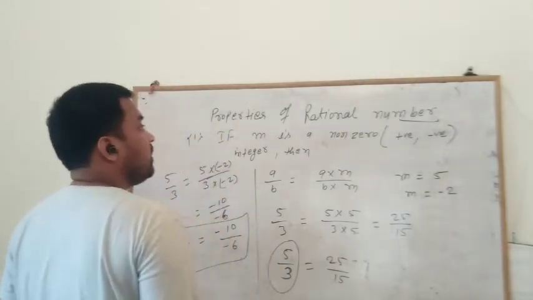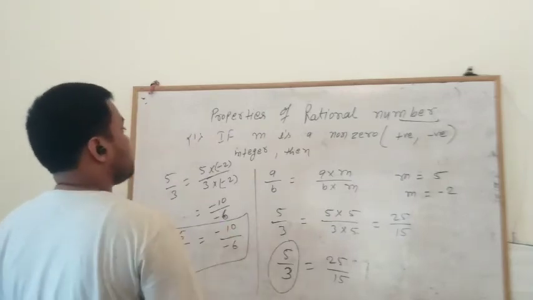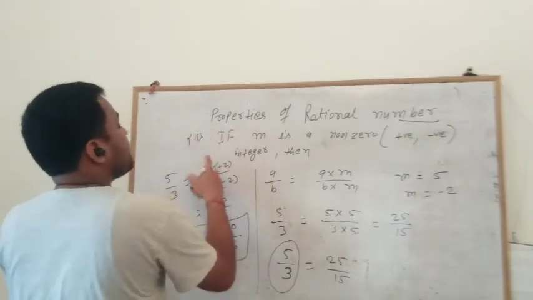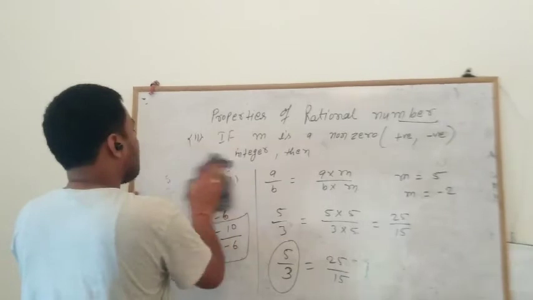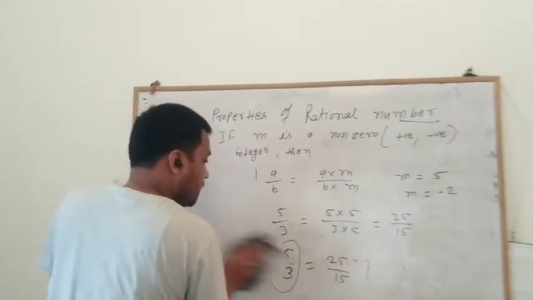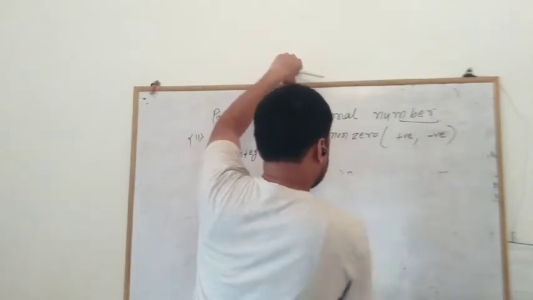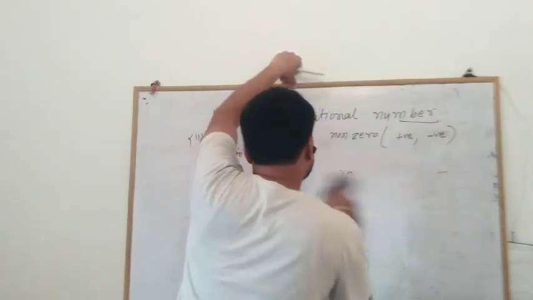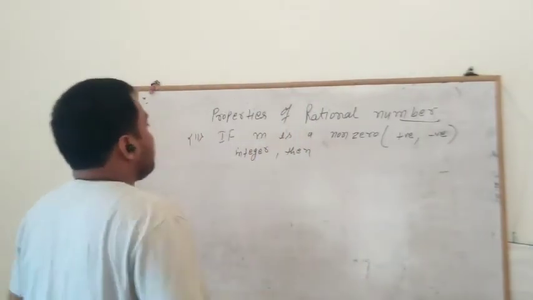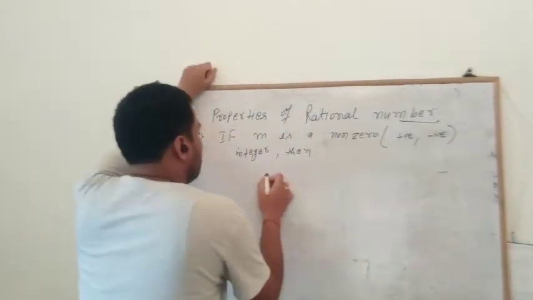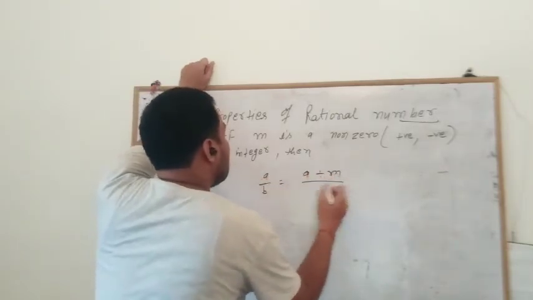Now we discuss the second property of rational numbers. So the second property is also that if m is a non-zero integer, then we can write also that a by b is equal to a divided by m by b divided by m.